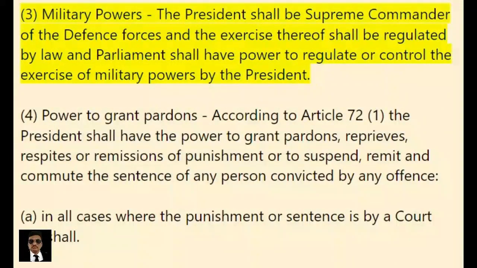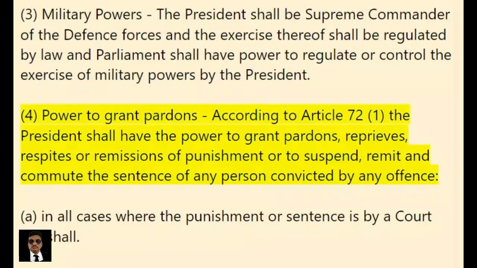3. Military powers. The President shall be Supreme Commander of the Defence Forces, and the exercise thereof shall be regulated by law, and Parliament shall have power to regulate or control the exercise of military powers by the President.